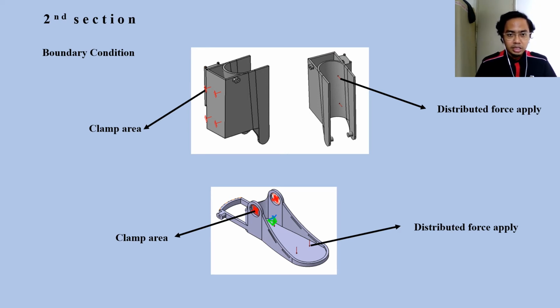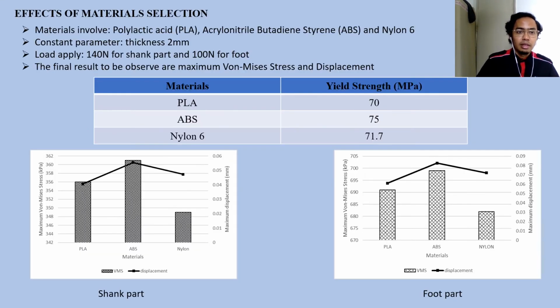Actually, the shank part will be the most critical because the AFO will be used when the patient is on the back. So most of the weight is transferred to the shank part, while the foot part is not a critical part because most of the weight is not on the foot part, only a little. So there will be no critical stress. The first parameter that will be measured is the effect of material selections.